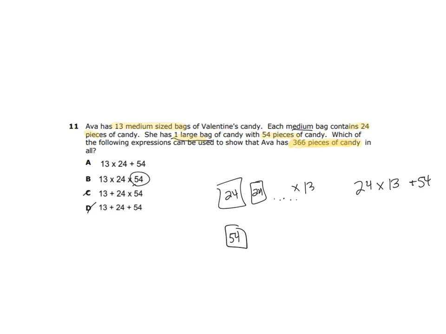Are we saying that when we multiply the 13 medium bags with 24 pieces in them, we're going to then take that amount and multiply it by 54 more times? No, we're just adding 54 more pieces of candy, so it can't be B. So the only answer choice left is A, and that does make sense. We're multiplying the medium-sized bags by the amount of candy to figure out how many pieces of candy are in the bags, and then we're adding the 54 other pieces of candy.